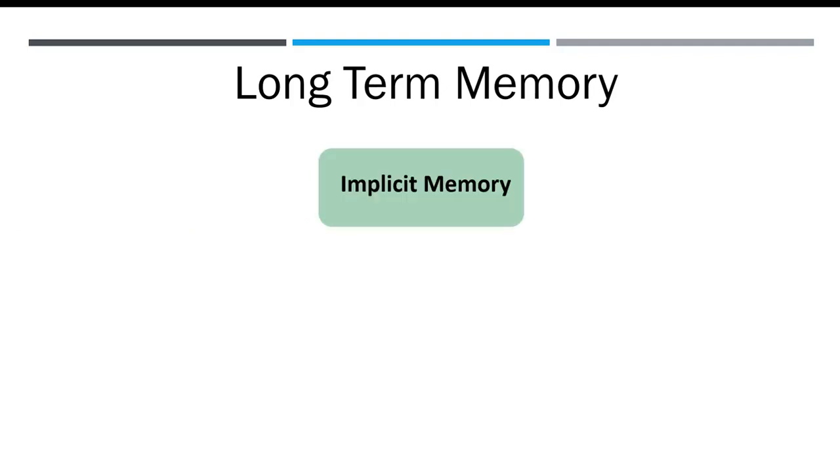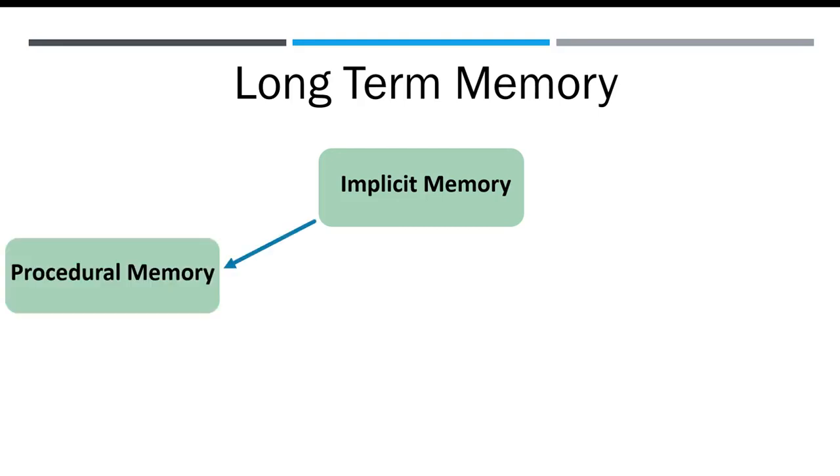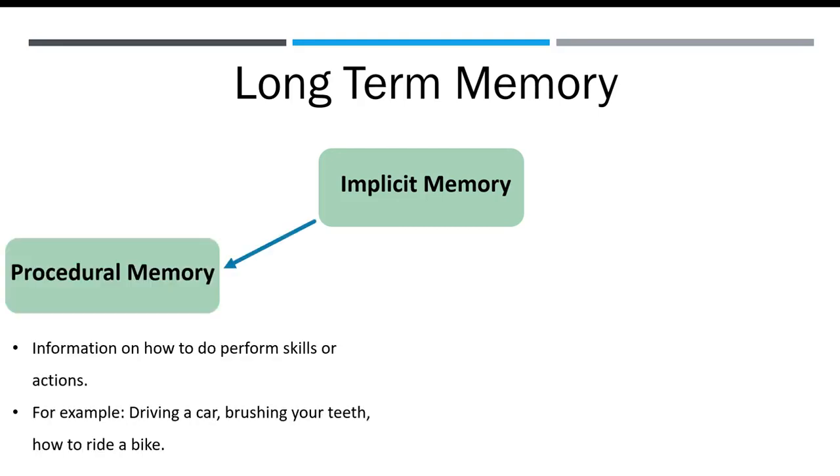Whereas implicit memories are not part of our consciousness, and so it doesn't take conscious effort to remember or recall them. And this includes procedural memory, which stores information about how to do things, or information on how to perform skills or actions. For example, this could be driving a car, or knowing how to brush your teeth, or how to ride a bike.